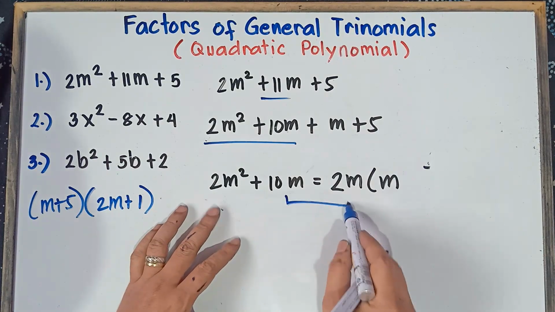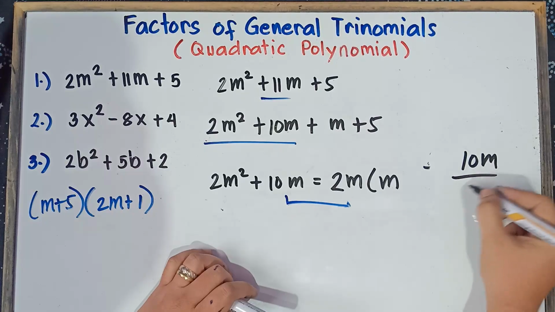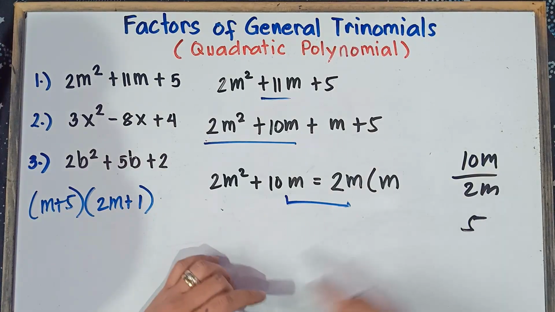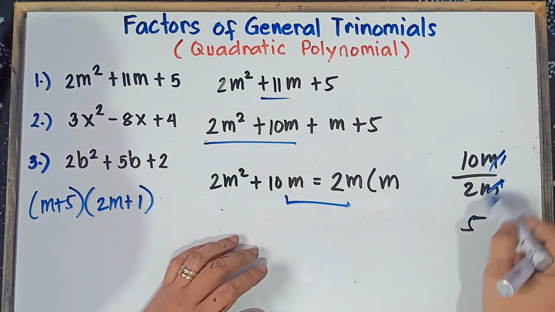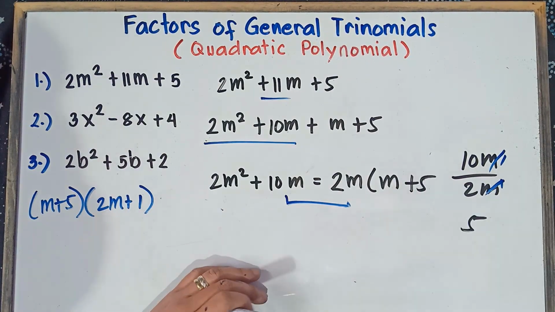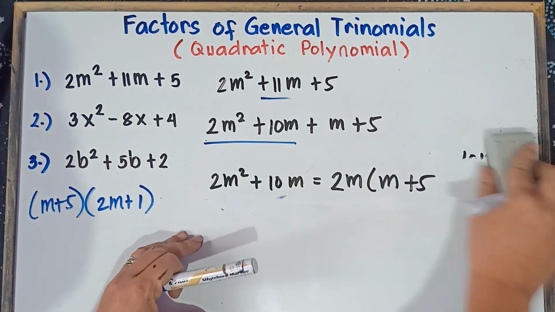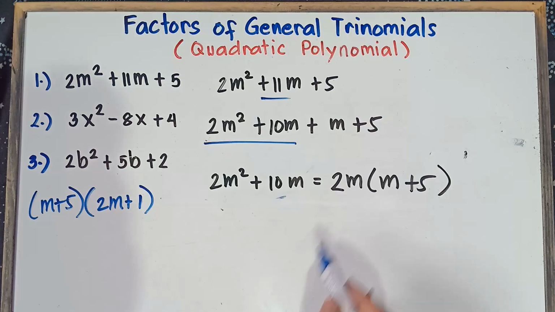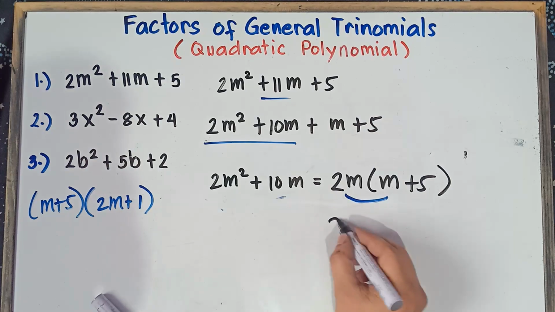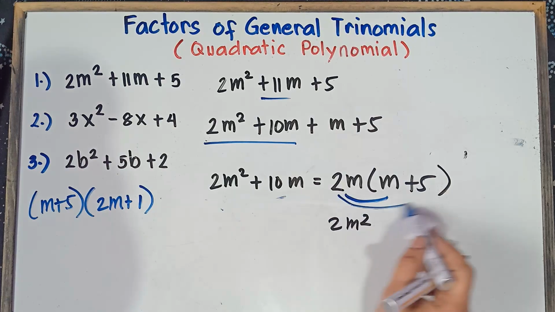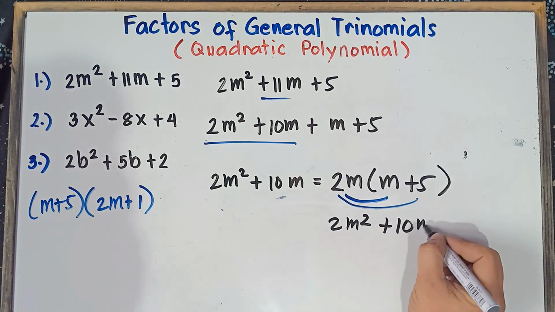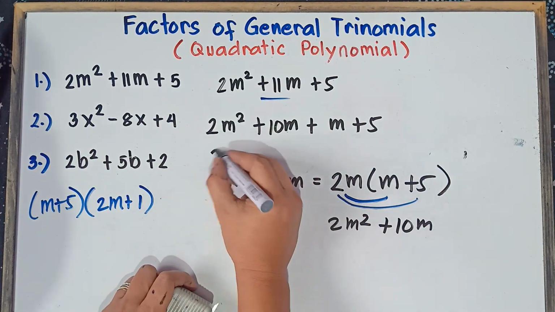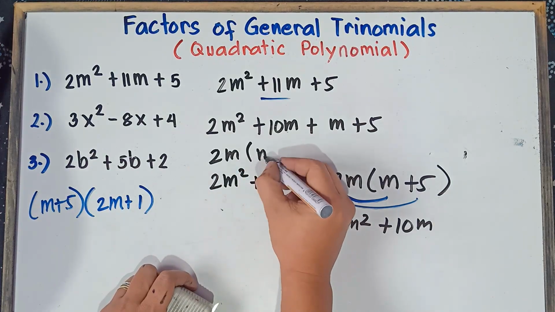Alright, and then simply divide this one. 10m divided by 2m. 10 divided by 2 is 5. M divided by m, same variable and same exponent, simply cancel m. So that would be positive 5. Alright, and then close parenthesis. So once again, you can always double check your answer by the distributive property. 2m times m, that would be 2m squared. And then 2m times 5, that would be positive 10m. Yep, you will have the same answer, class. So this will be our factor. We have 2m and then m plus 5.